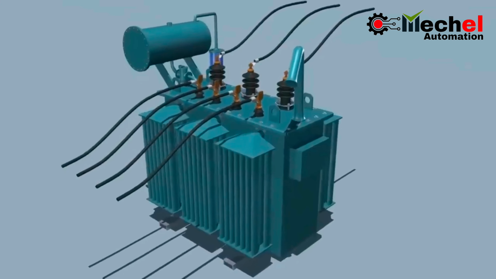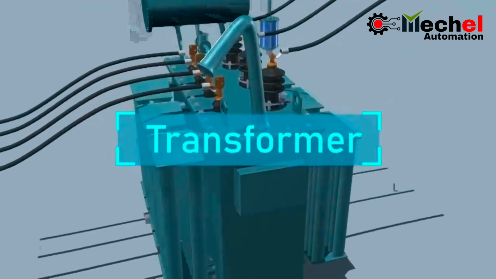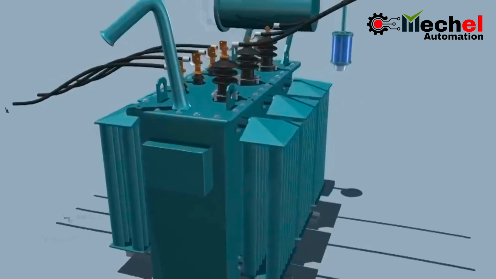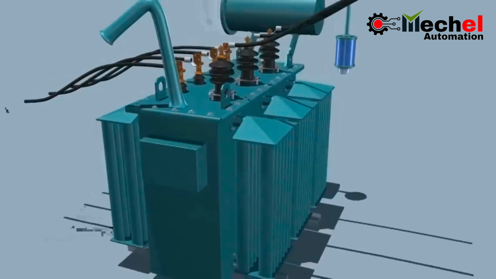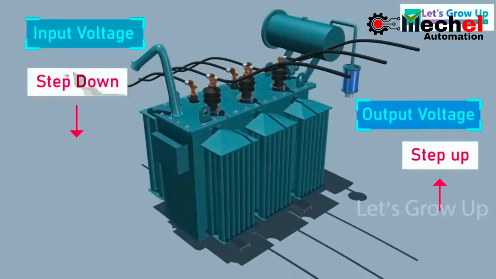Hi, hope you have seen this transformer. Sometimes it could be a small or big size. A transformer is a passive electrical device that transfers electrical voltage levels from one circuit to another through the process of electromagnetic induction. It is mostly used to increase the voltage levels between circuits, which is called step-up, or decrease the voltage, which is called a step-down transformer.